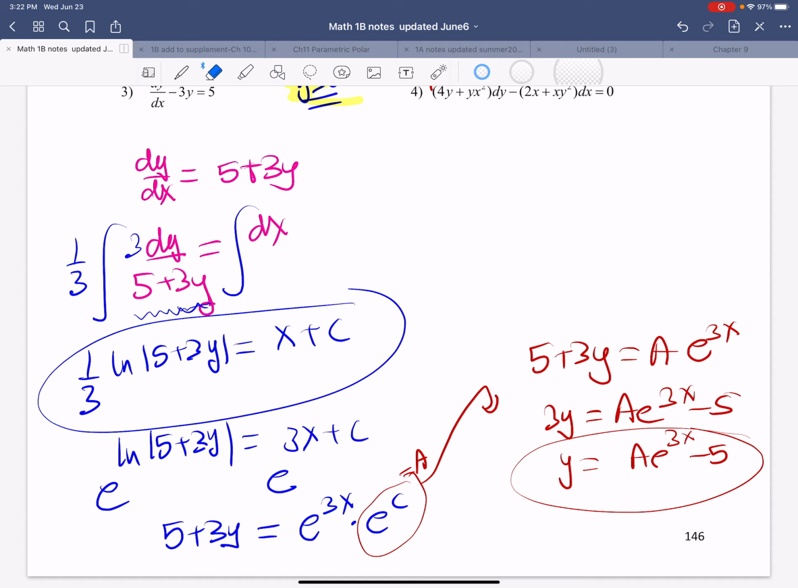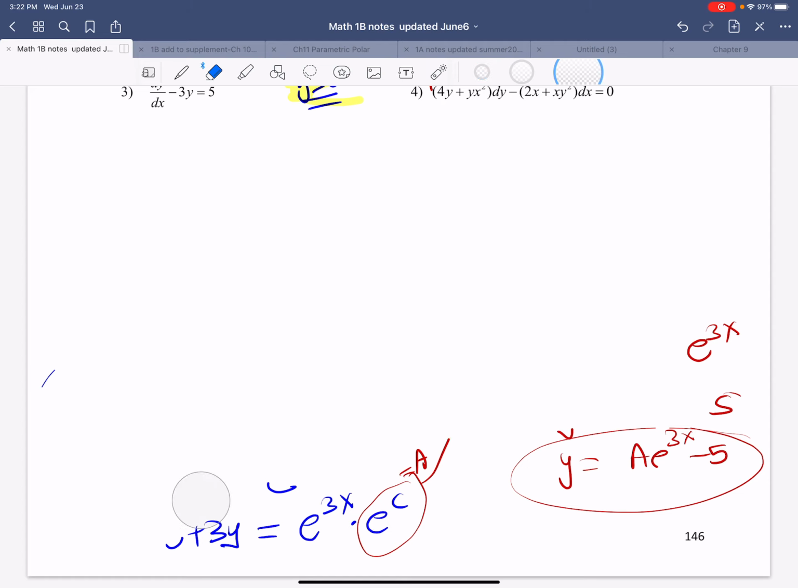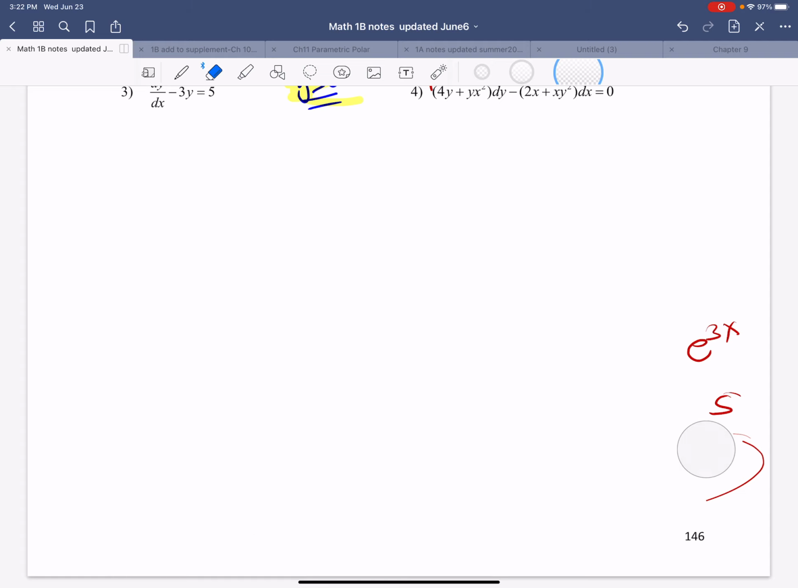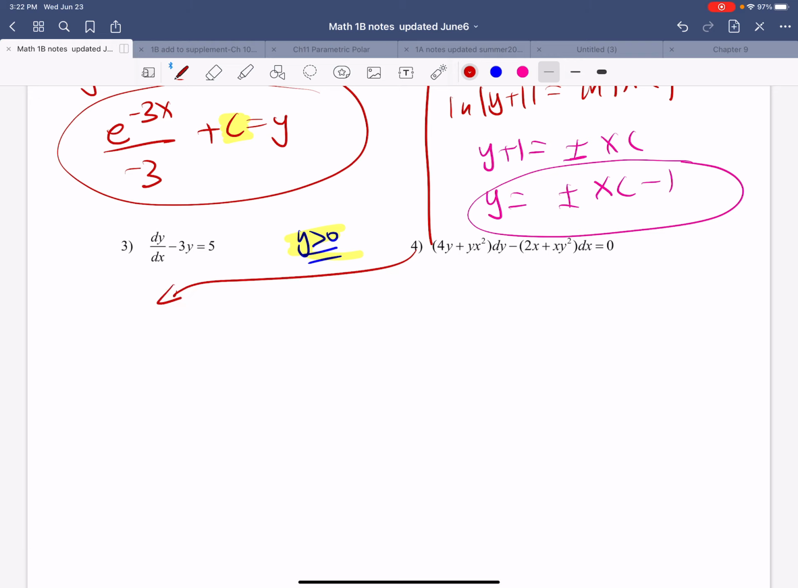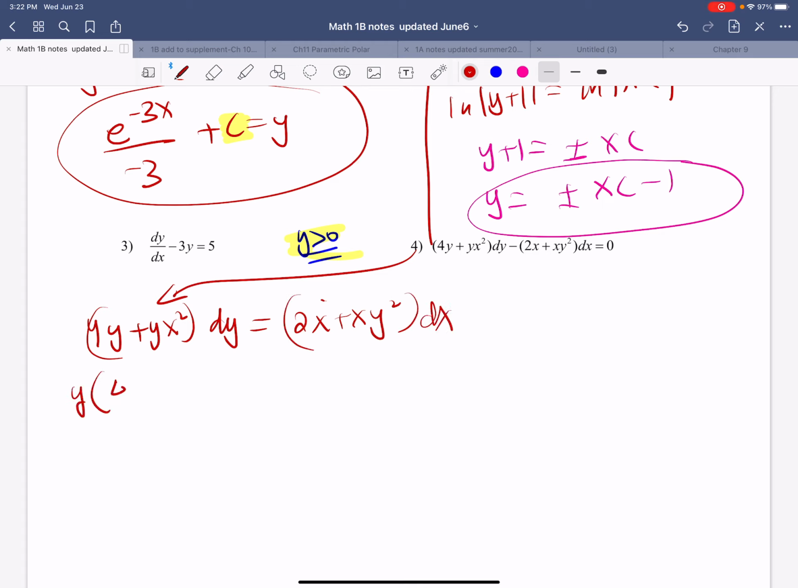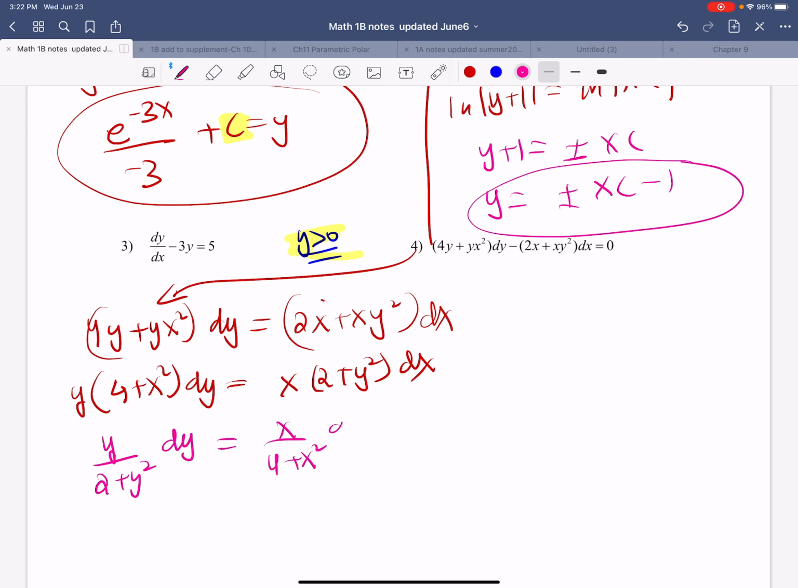Check out more examples. I'm going to make some room to do the next example. We are solving differential equations, only separable ones in this video. Sometimes you will have to do a little bit of work to separate the differential equations. So here I have 4y plus yx squared dy is equal to 2x plus xy squared dx. Okay, so I can pull out y: 4 plus x squared dy is equal to, I can pull out the x, 2 plus y squared dx. Now it is time to isolate the variables. So y over 2 plus y squared dy is equal to x over 4 plus x squared dx.